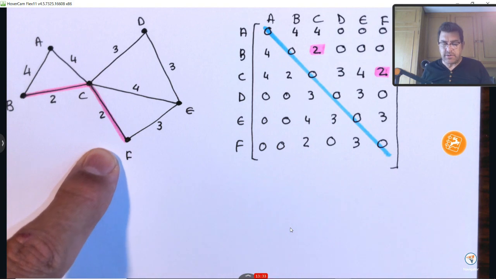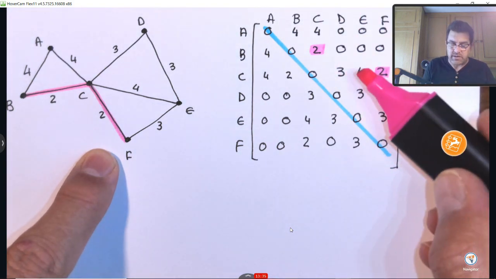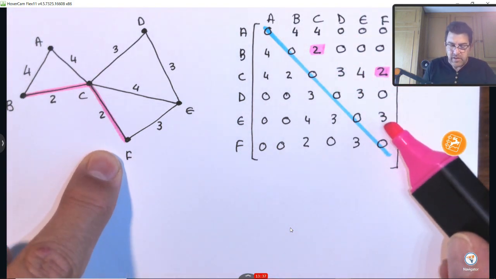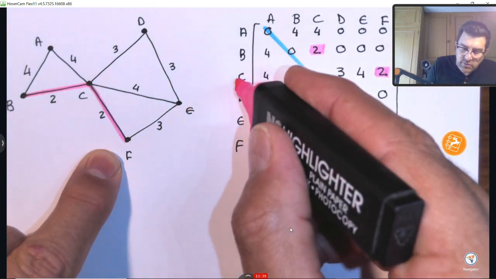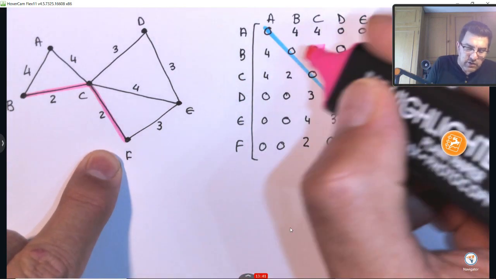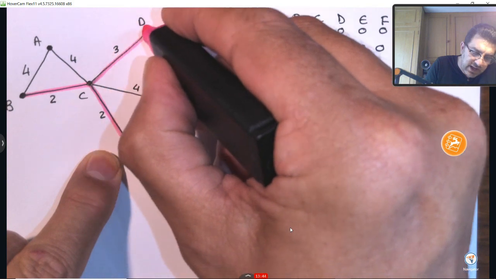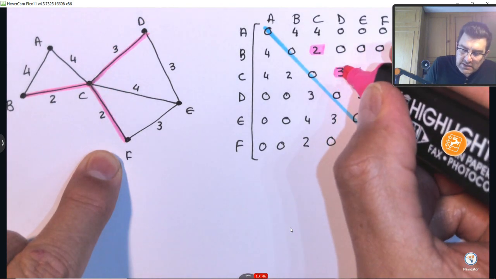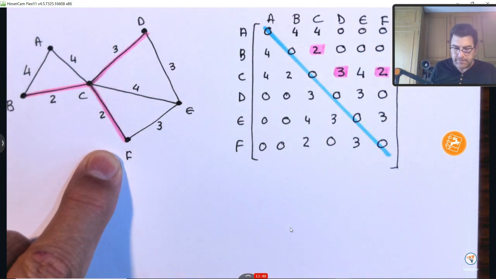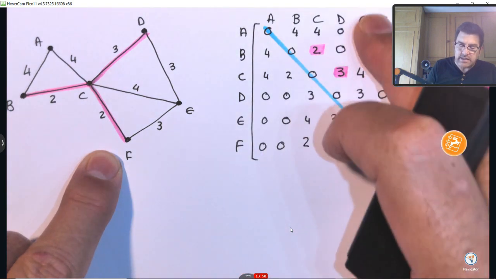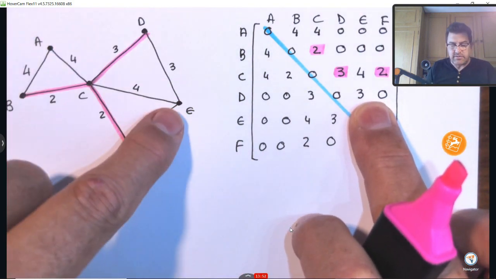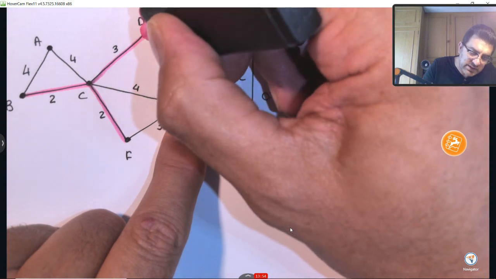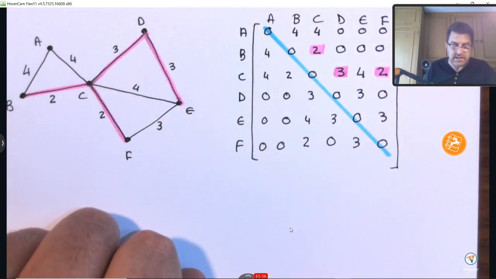The next is the sets of 3. There's 1, 2, 3 of them. So let's go for the first one, C to D. Well, C to D is that one, so I haven't formed a circuit yet, so definitely that will be in. D to E is another 3. D to E, I haven't formed a circuit yet, so definitely that is in.